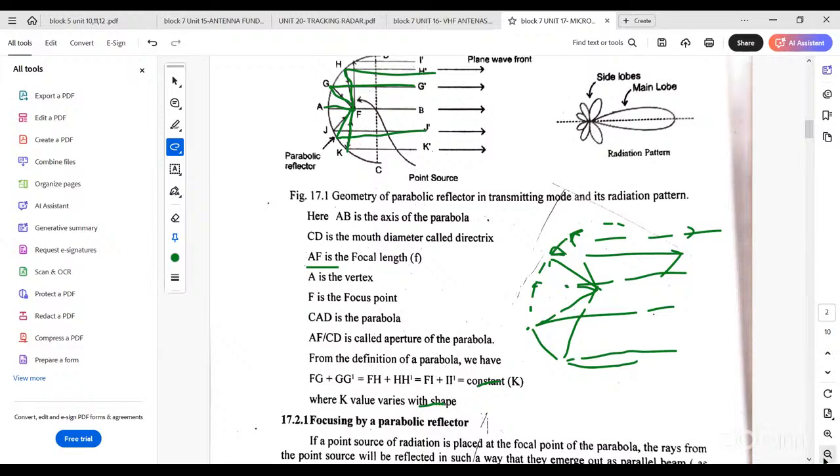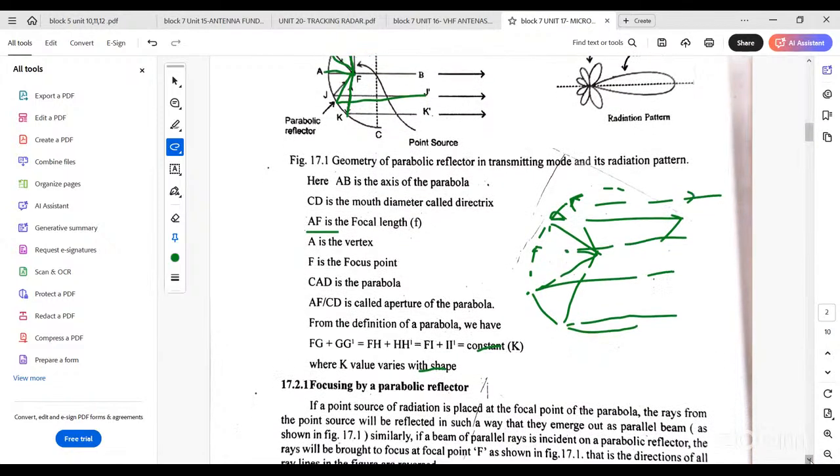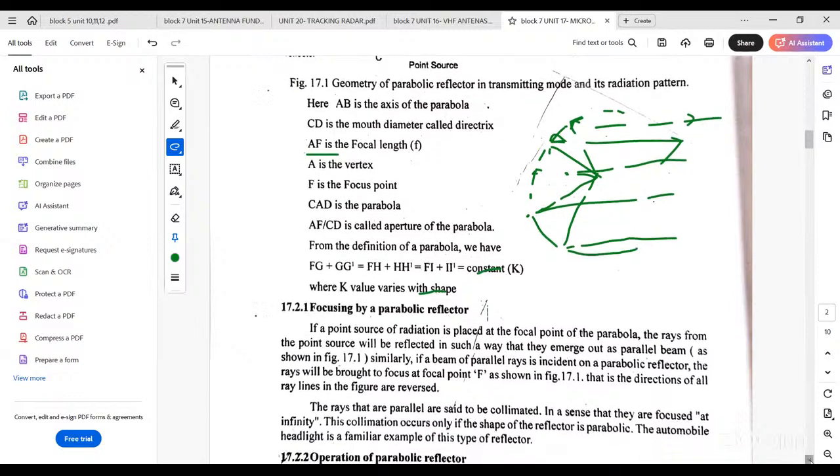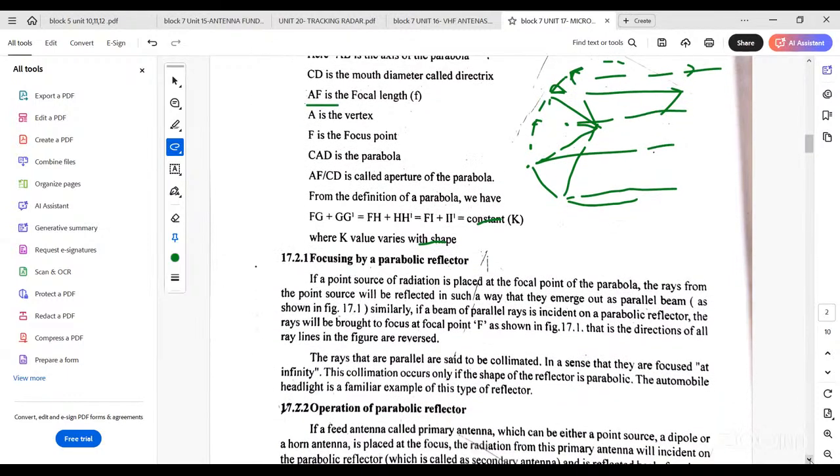Now 17.2.1 is the first subheading, focusing by a parabolic reflector, which is the description of the diagram. Description: a parallel beam is falling on the focus. From there it is reflecting, for both transmitter as well as receiver. The description of the diagram is explained in 17.2.1, focusing by a parabolic reflector.